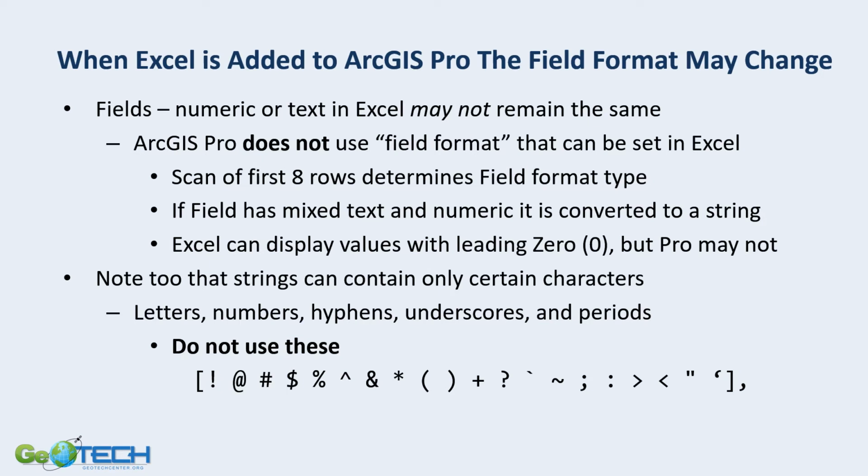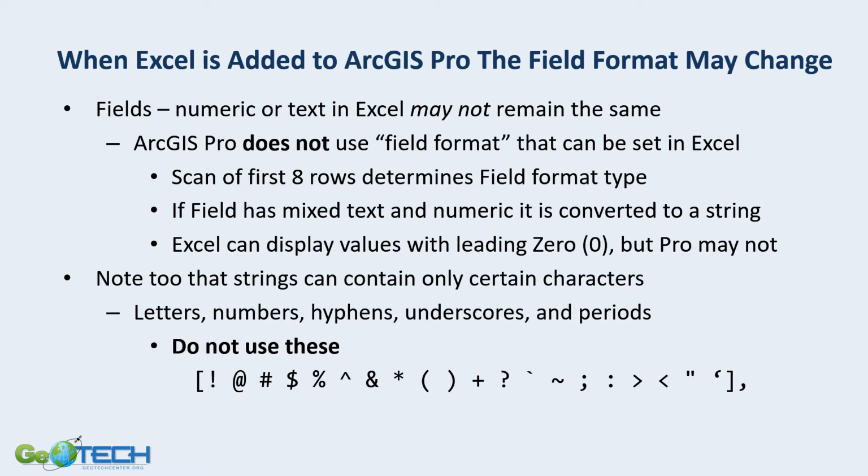So fields, numeric or text in Excel, may not remain the same. It does not use the Excel format that was defined when you bring it into ArcGIS Pro. In general, it'll look at the first 8 rows and determine the field format. If you have mixed text and numbers in there, it's going to change them all and convert them to a text string.